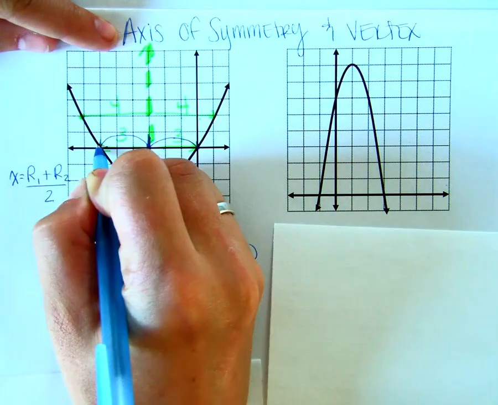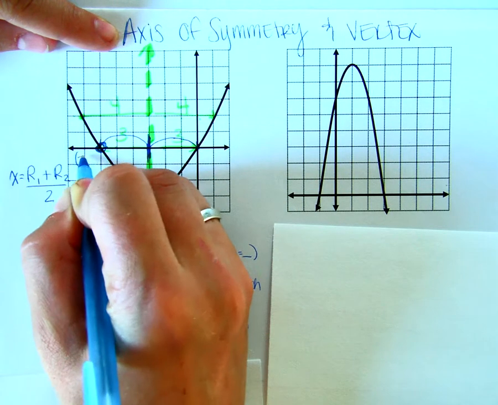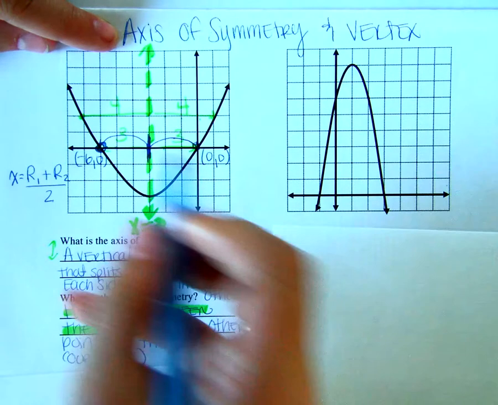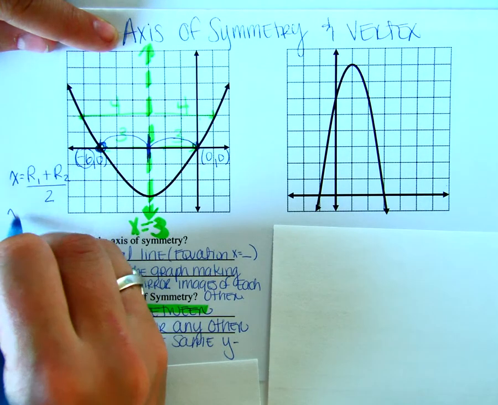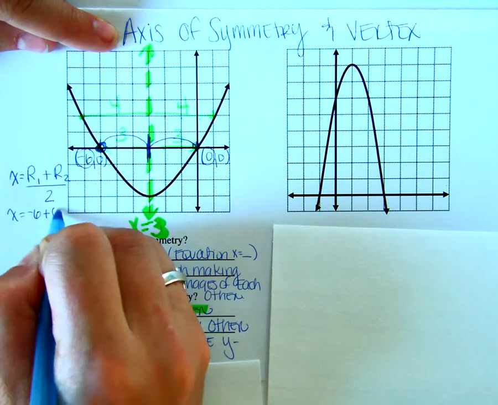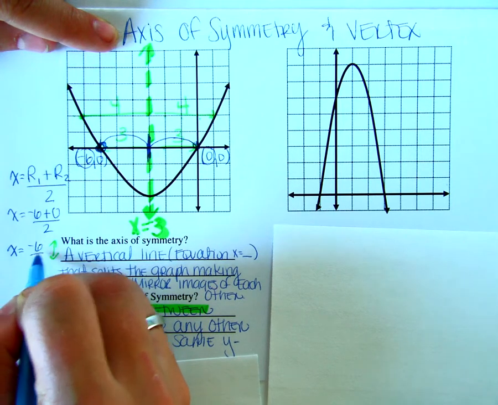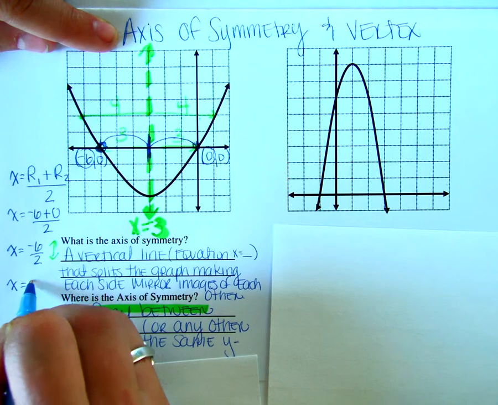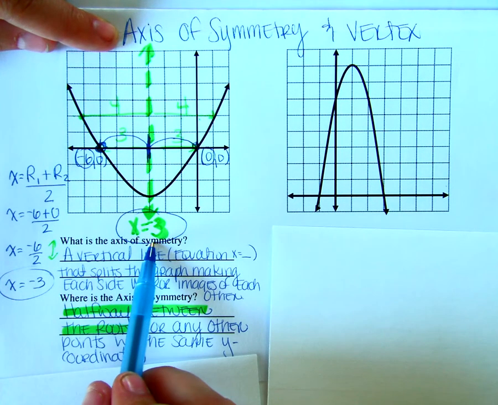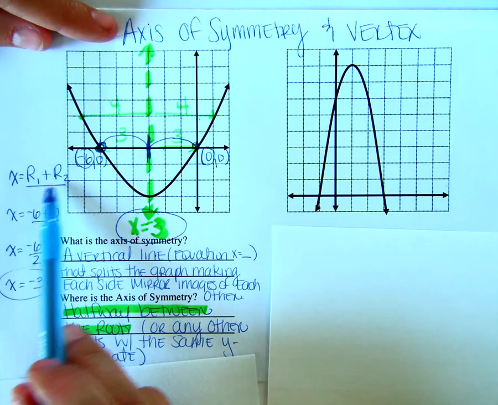So root 1 is here, and that's a coordinate of -6, 0. This one has a coordinate of 0, 0. So -6 plus 0 divided by 2. And -6 plus 0 is -6, and -6 divided by 2 is -3. Which is what we already said our axis of symmetry is at, just by looking at it. So again, to find the middle of something, you add those two things together and you divide by 2.